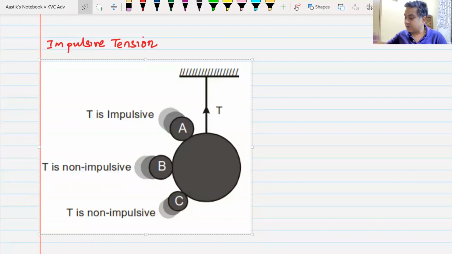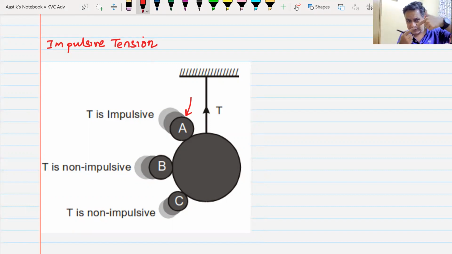First of all, the normal reaction in case number A would be impulsive, yes or no? Yes, sir. In case number B, normal reaction is also impulsive. In case number C, normal reaction is also impulsive. If you talk about the tension in the case of collision A, B, and C, the answer is already there on the screenshot. In which case is the tension impulsive, and what is the reason? You can see in case number A, the tension T is impulsive. In case number B and case number C, tension T is not impulsive.